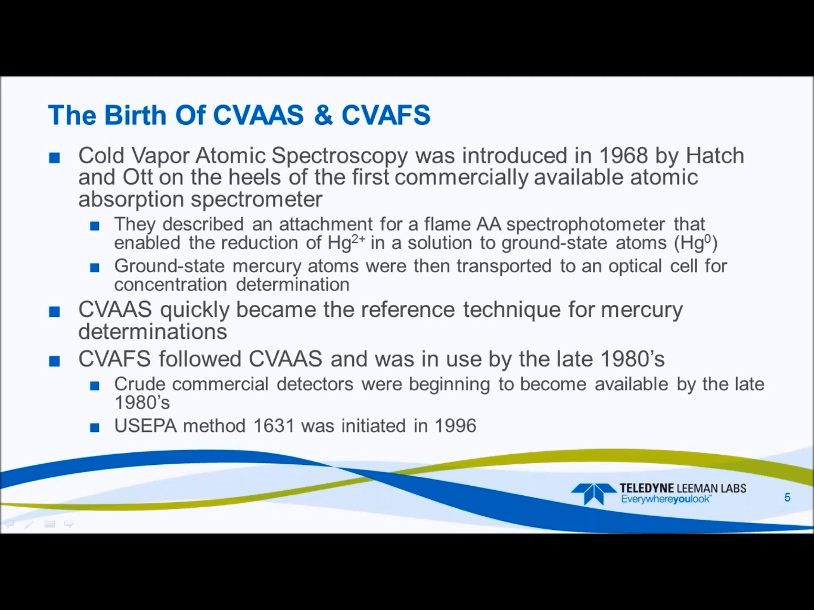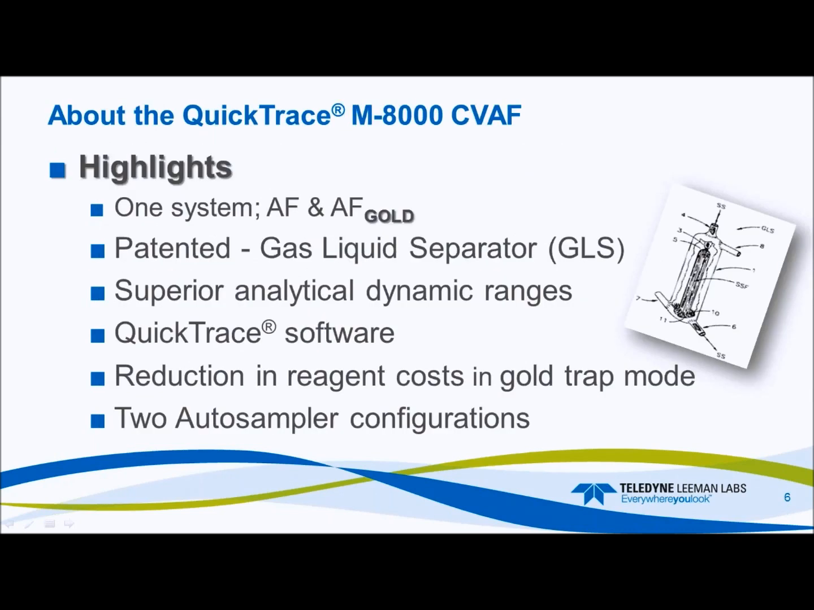So a little bit about cold vapor atomic absorption spectroscopy and atomic fluorescence spectroscopy. In 1968, Hatch and Ott developed a commercially available atomic spectrometer. It was an attachment to an AA that enabled them to take mercury at 2+ and reduce it to Hg0, and then those ground state atoms were sent to an optical cell for mercury determination. So this quickly became the choice technique for mercury analysis, basically globally, and then shortly after that, cold vapor atomic fluorescence followed. And by the late 1980s, there were some crude instruments out there that could be used commercially. And US EPA 1631 methodology was initiated in 1996. So that brings us up to today.